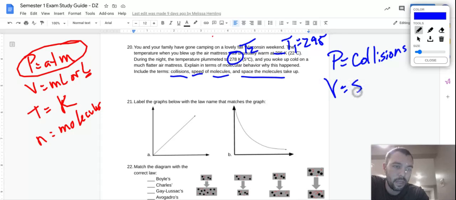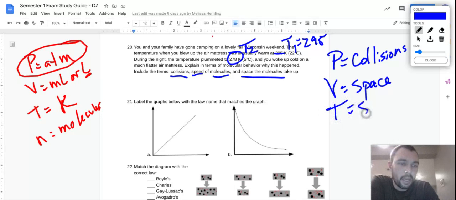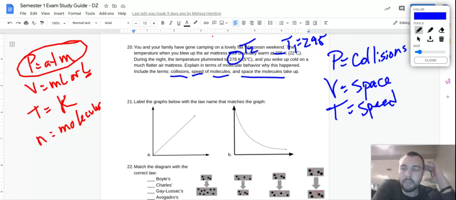Volume is the space that the gas takes up. So, like if you put more molecules in that tire, they're going to take up more space. So if you have more molecules, it's going to take up more space. Temperature is speed. Okay, so when we warm up a gas, those particles are moving faster. They're moving much faster. The faster the particles move, the warmer they feel to us. So something that's cold, those particles are moving very slow.